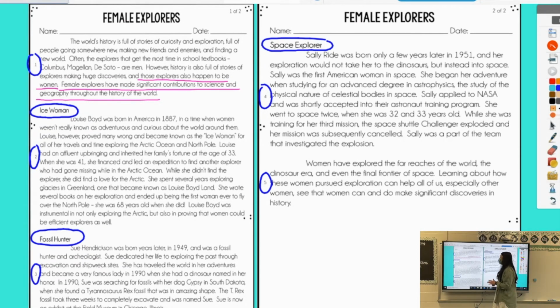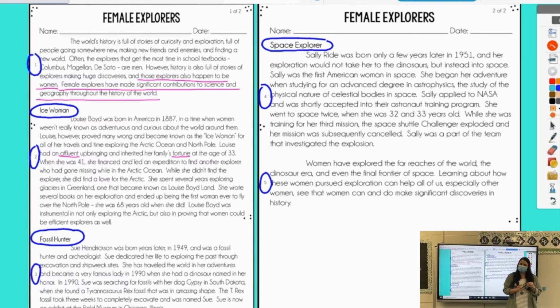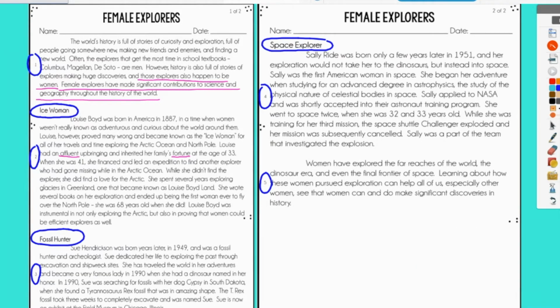Louisa had an affluent upbringing and inherited her family's fortune at the age of 33. So if we see the word fortune after we see affluent upbringing, what do you think that means? She got the money from her parents when they died. So do you think her parents might have been wealthy?